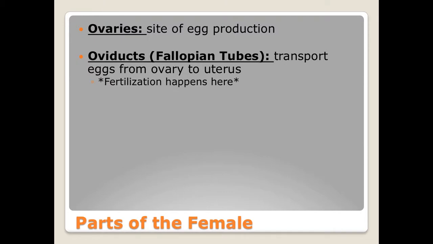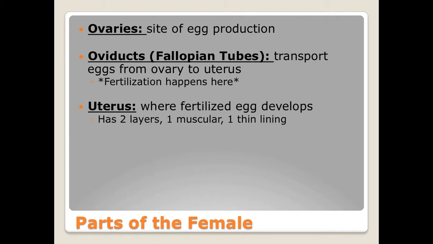We will talk about fertilization in a couple days. But fertilization actually occurs within the oviducts. The uterus is where that fertilized egg will eventually develop if it is fertilized. There are 2 layers to the uterus. The outer layer is muscular, and then there's a thin lining on the inside.